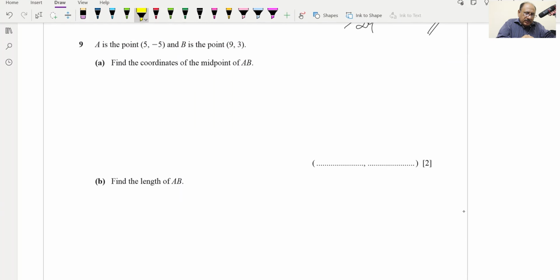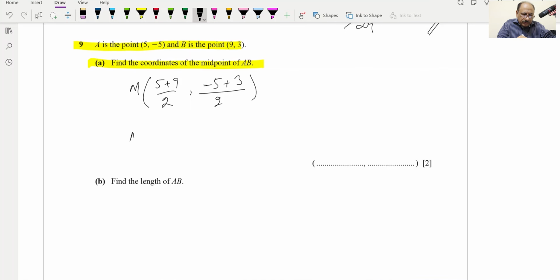Question number 9. A is a point and B is also a point, 9 and 3. Find the coordinates of the midpoint of AB. If midpoint is M, we can add x coordinates, x plus 9 by 2. This is the midpoint formula which we are applying, and minus 5 plus 3 by 2, and the coordinates of M will be 14 by 2 will be 7, and this will be minus 2 over 2, this will be minus 1. So coordinates will be 7 and minus 1.